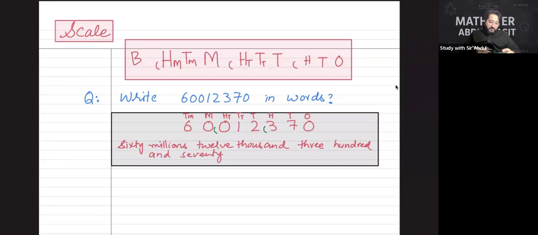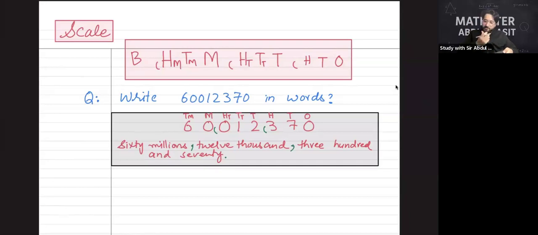Just for the sake of understanding, if you are saying 60 million, you can write a comma after 60 million, then 12,370, and write a full stop after that. It's not an English exam, so you don't have to worry. Will a question like this come in the exam? Yes, you will get 1 question on this basis. You can have 2 questions in two styles: one is from number to words, and one can be from words to numbers.